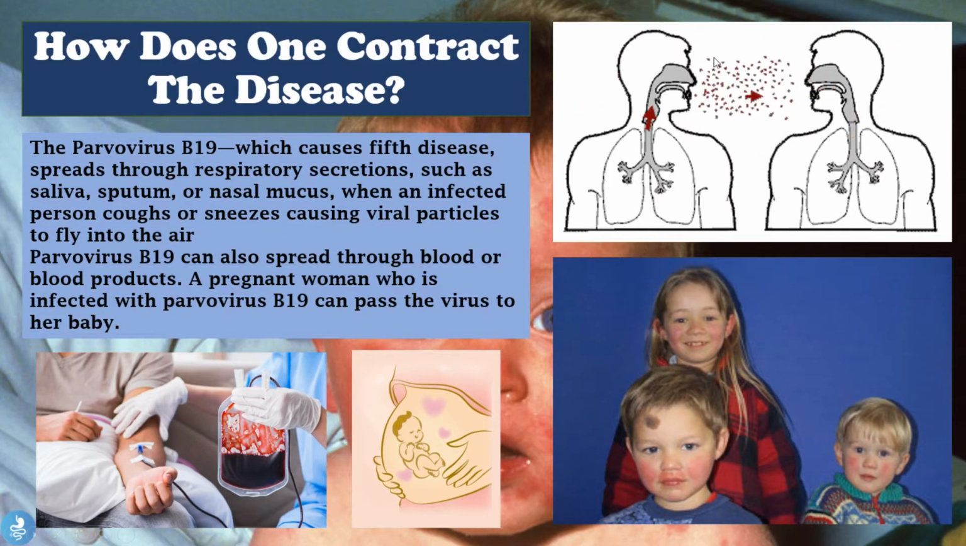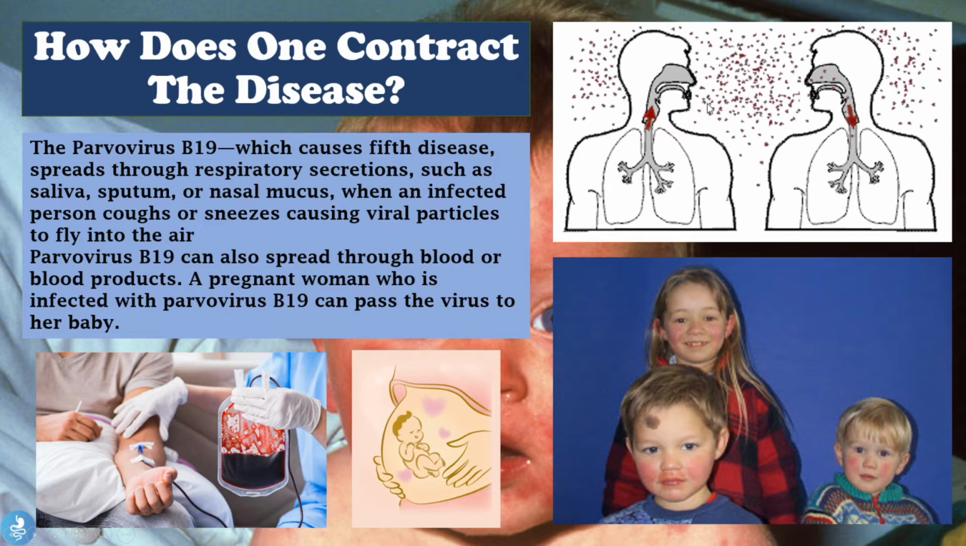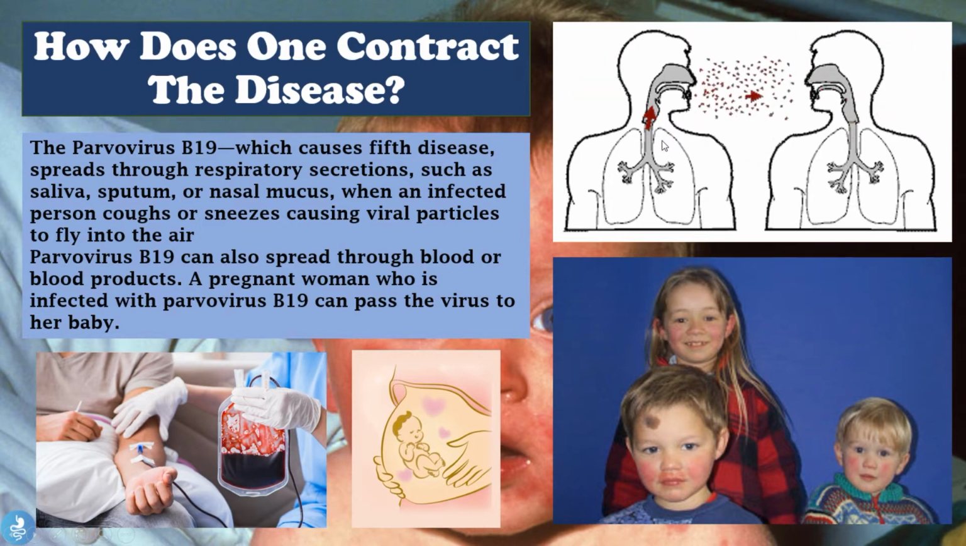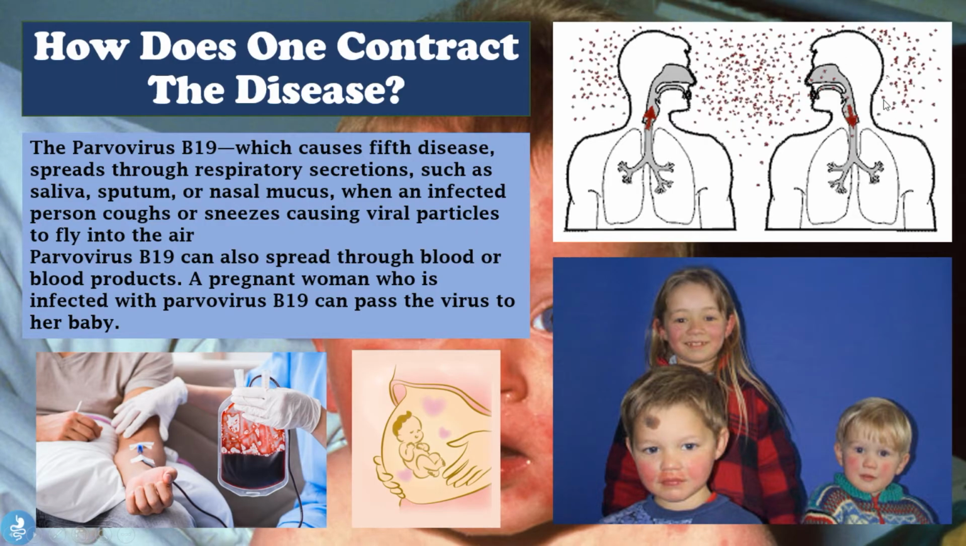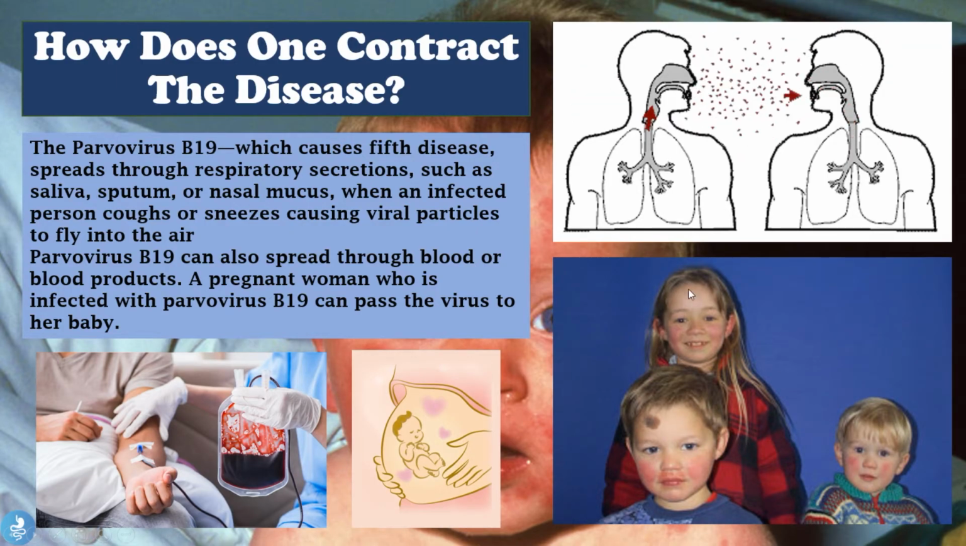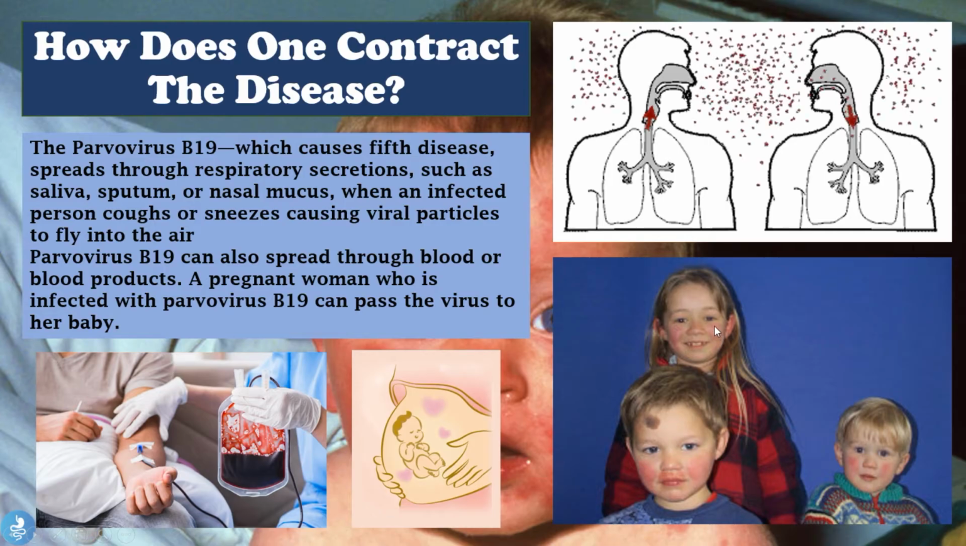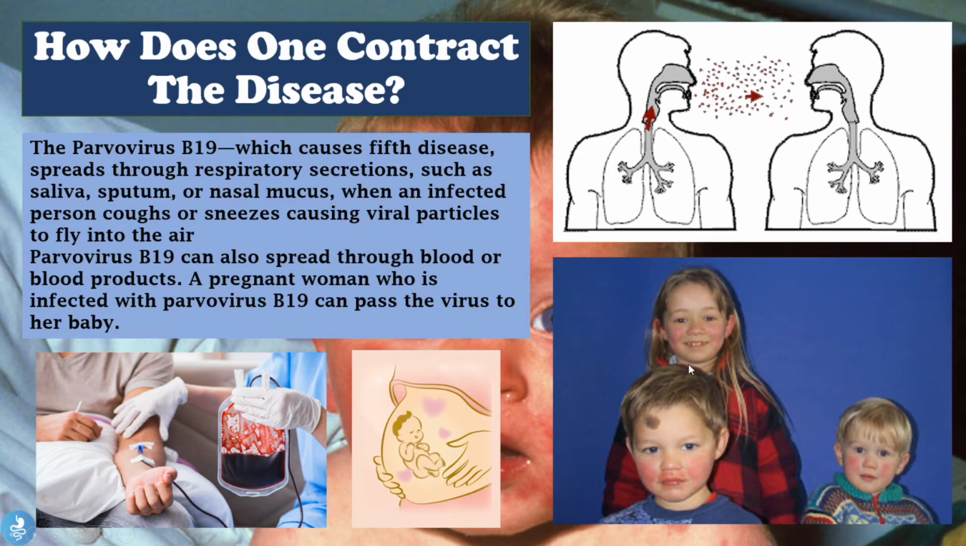As we can see in this little video playing on the top right hand side of my screen, we see what happens when a person who has the Parvovirus B19 coughs or sneezes, and then millions of these viral particles are released into the air and can be breathed in by someone standing close by. It actually spreads pretty quickly in a household where multiple kids live, because once one child gets it and comes into contact with another child, the disease can spread quite quickly between them.